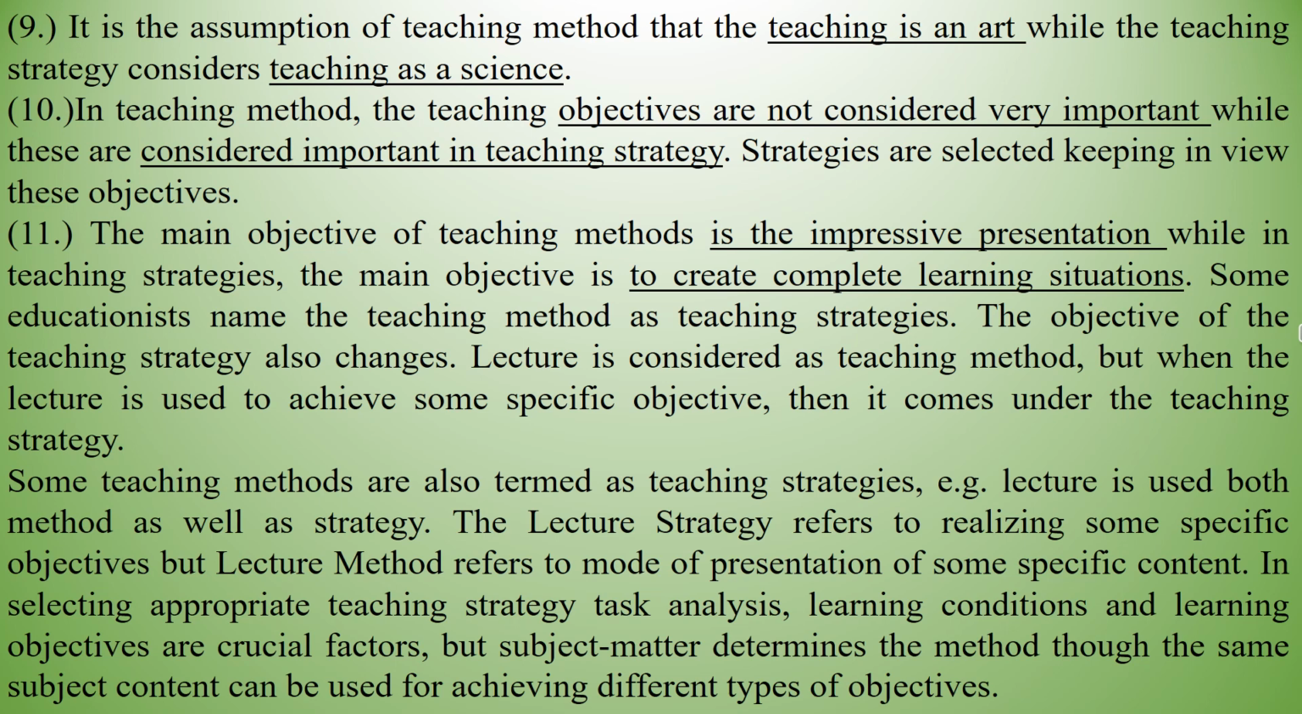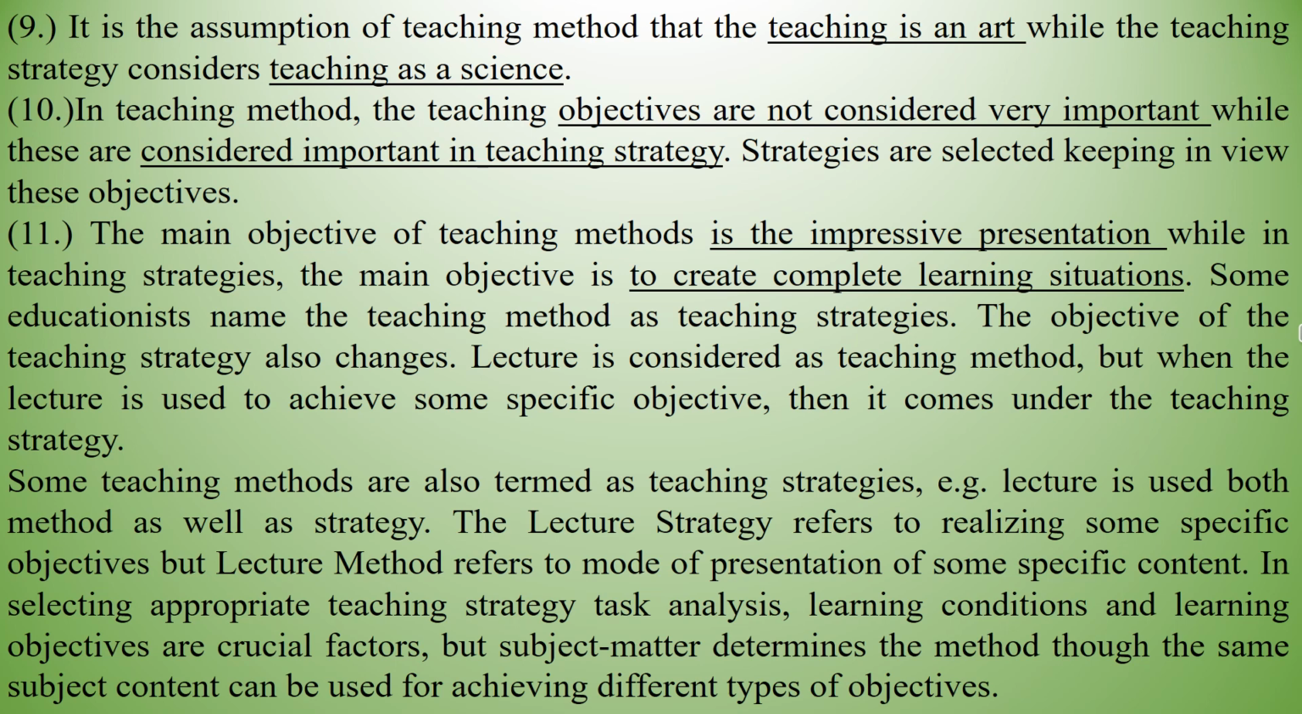It is the assumption of teaching method that the teaching is an art, while the teaching strategy considers teaching as a science. In teaching method, the teaching objectives are not considered very important, while these are considered important in teaching strategy. These strategies are also selected keeping in view these objectives.